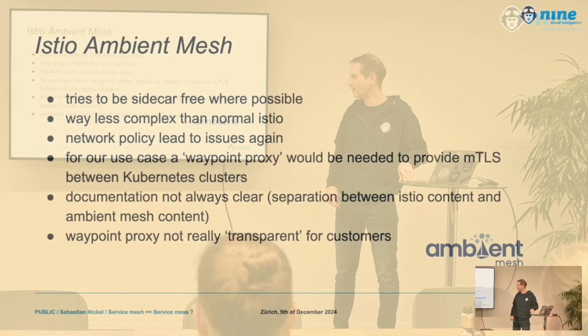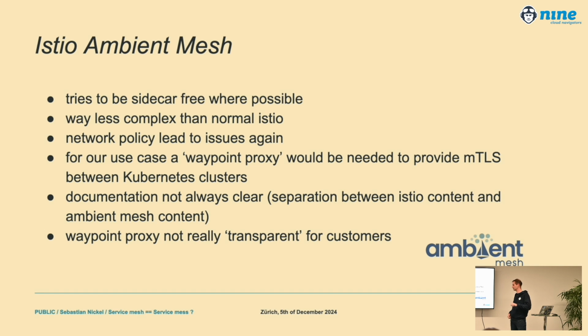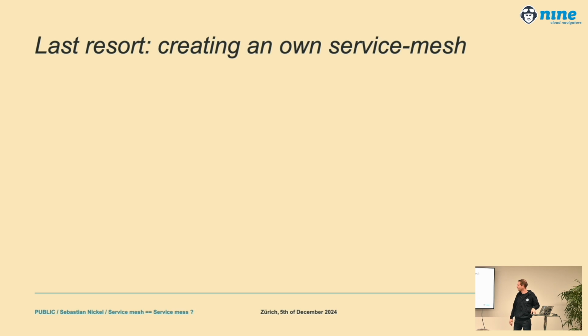And the waypoint proxy was not really transparent for customers. And that actually falls back to the whole network policy thing. Because if you want to establish the whole thing quite transparent on a client cluster, and they have network policies, you might just be screwed, right? Because those network policies suddenly don't work anymore just because your client is now part of the mesh. So we said, that doesn't really work. You can't just roll it out.